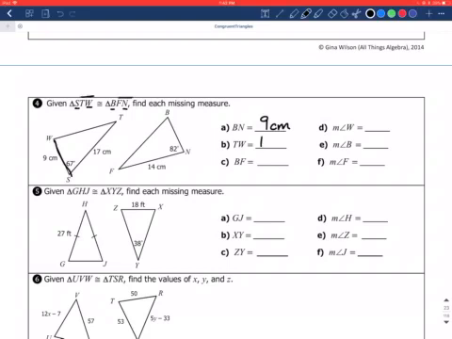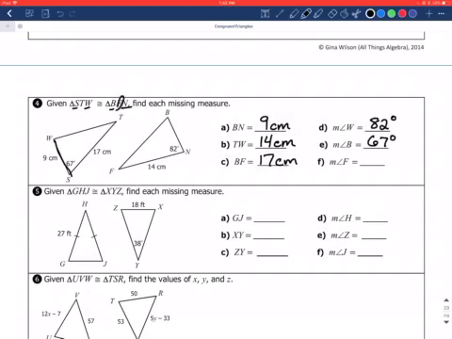TW goes with FN, and that will be 14 centimeters. And then BF goes with ST, and that would be 17 centimeters. All right, the measure of angle W matches up with N, so that will be 82 degrees. The measure of angle B matches up with S, that will be 67 degrees.